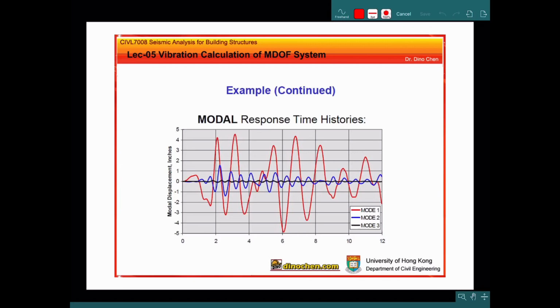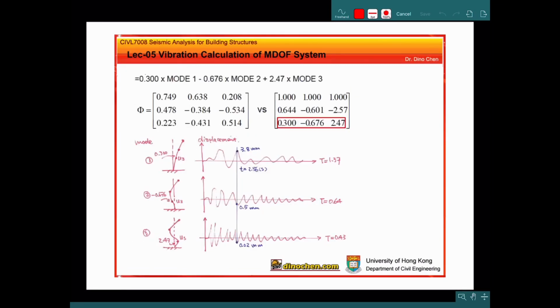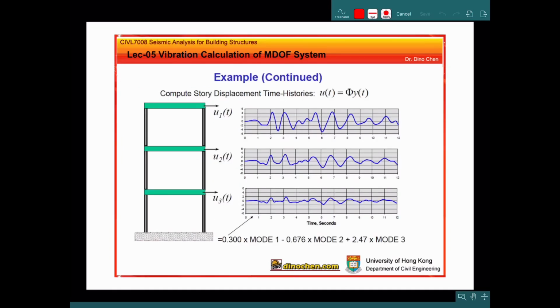So what are the different factors? We can compute them using this diagram. After we compute, we know that the first mode is multiplied by 0.3, the second mode by minus 0.676, and the third mode is multiplied by 2.47. How do we know these three scale factors? We use this equation.